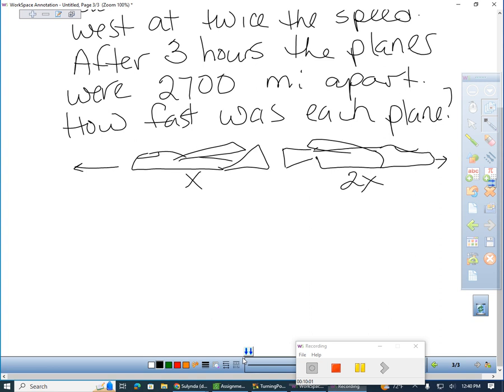Now, what do we know about rate, time, and distance? What can anybody tell me? I know you guys know stuff about rate, time, and distance. It's a science question.